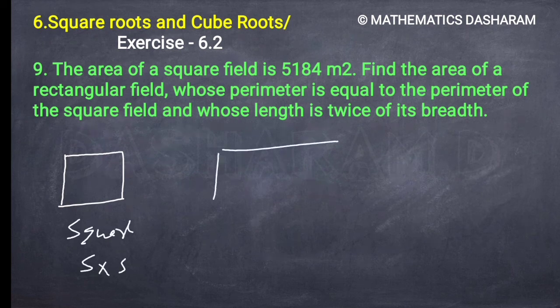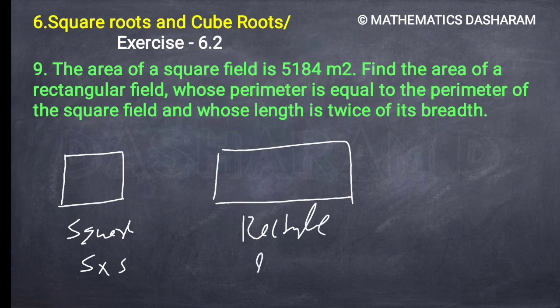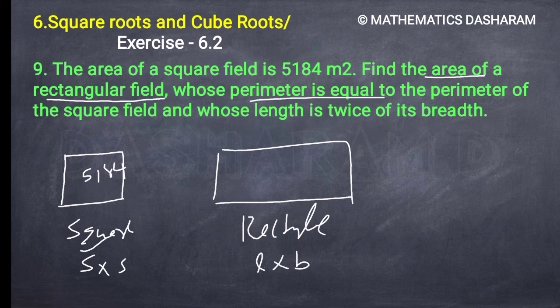Next, rectangle. The area of a rectangle is length into breadth. So he gave the area of a square, that is 5184. From this we have to find out the side. Next, the perimeter of a square is required, because the rectangular field's perimeter is equal to the perimeter of the square field.